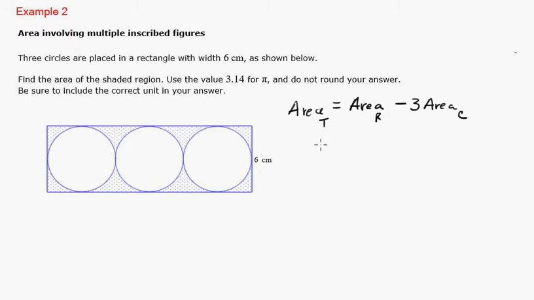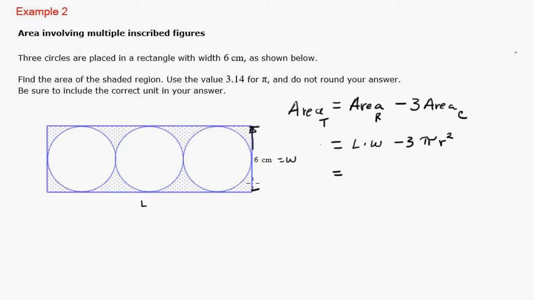Let's see if we can figure this out in terms of a formula. The area of a rectangle is the length times the width. Let's call this the width, and let's call this L. We don't know L yet. So this would be the length times the width minus 3 times, and the area of a circle is pi r squared.